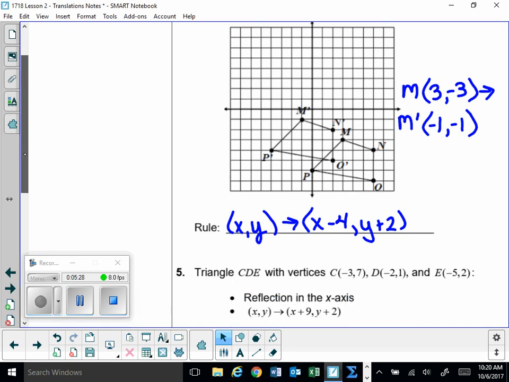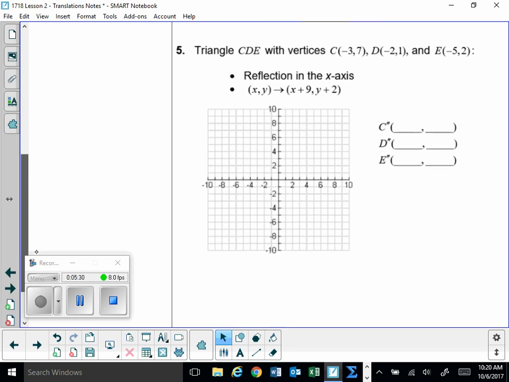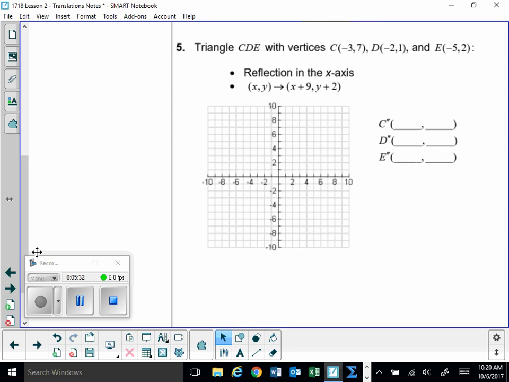Now let's look at number 5, because number 5 is an example of one of the things we do to you in high school. And that is, we're going to reflect and then we're going to translate. So let's start by graphing this triangle. -3, 7, -2, 1, and -5, 2.